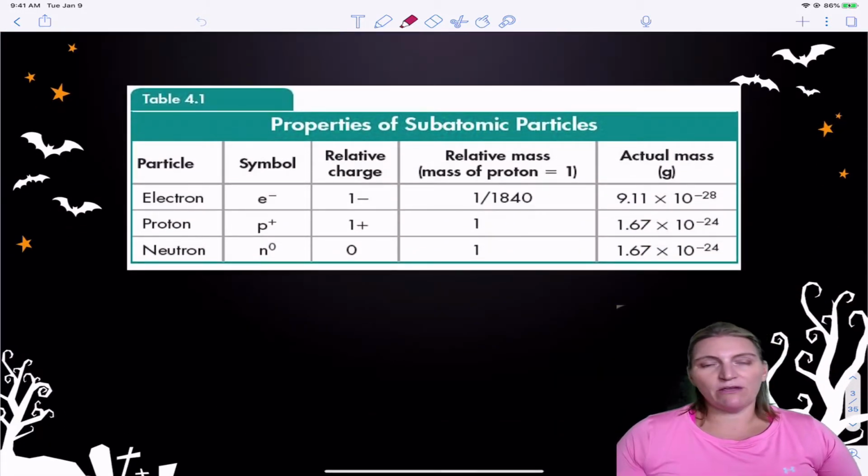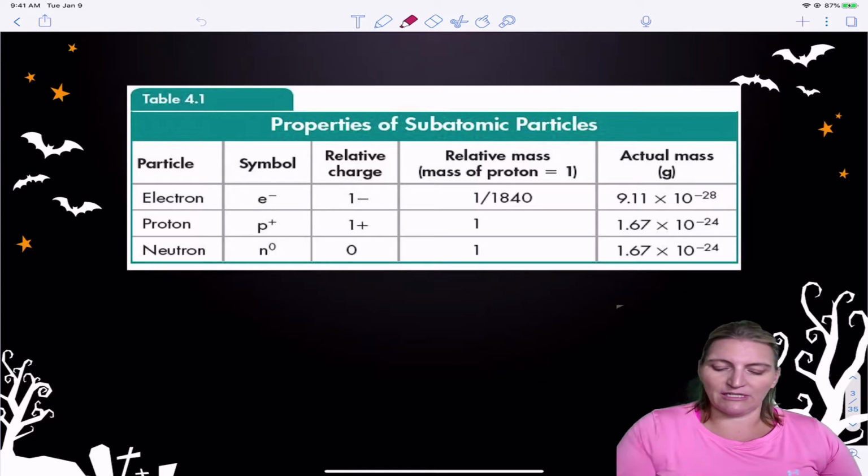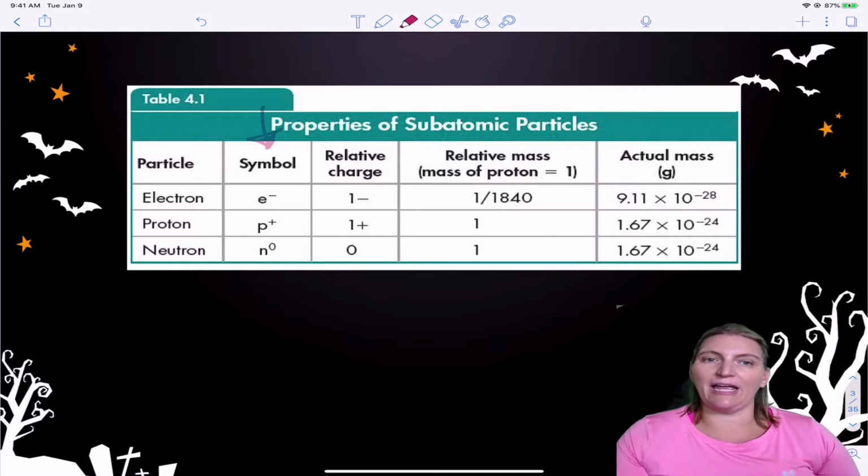Right below that, you have this table with the properties of the subatomic particles. So we use that word subatomic to mean particles that are smaller than an atom. So collectively, protons, neutrons, electrons. And you can see here the symbols that we have for them with a lowercase e, n, or p, and then in the upper right-hand corner, their charge, their relative charge, and their relative mass.